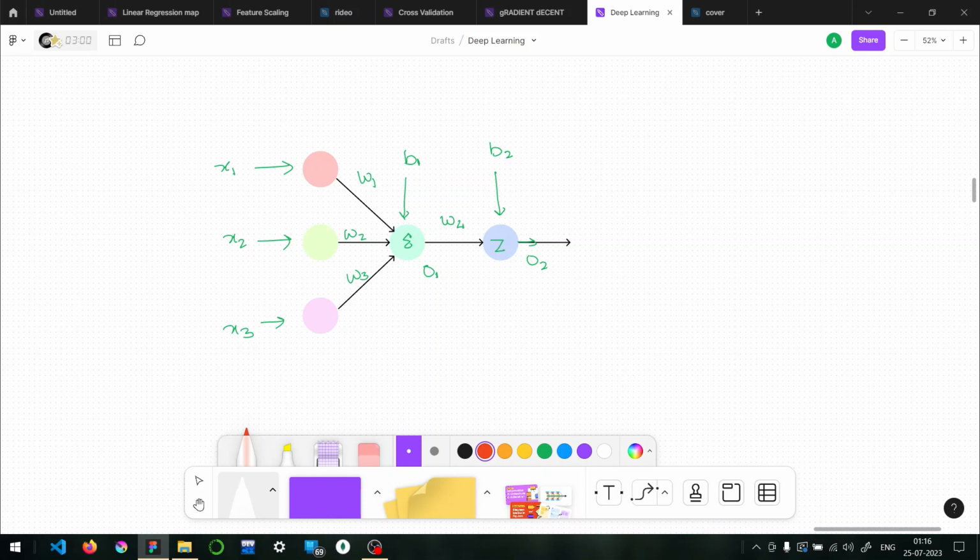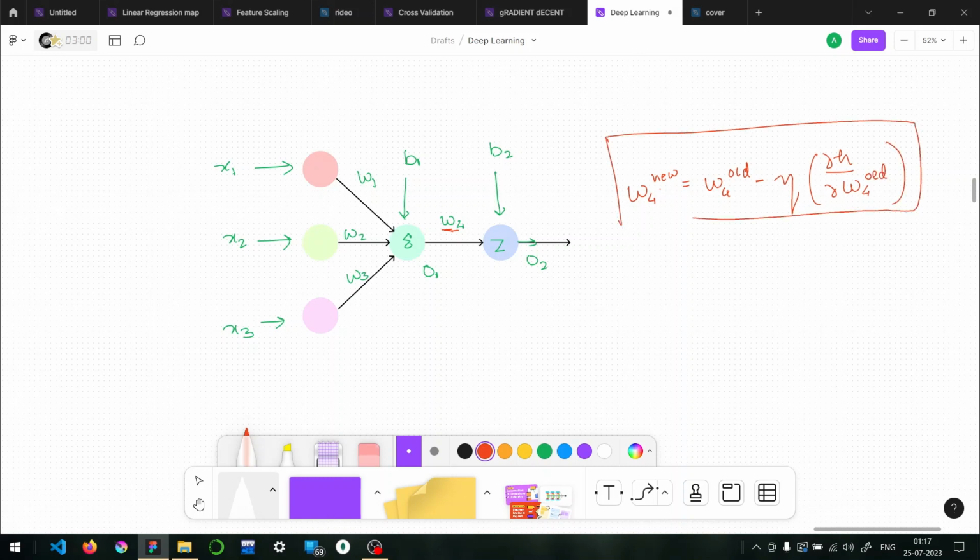So while updating the weights, or you can say while propagating in the backward direction, let's suppose we have to update the weight for W4. So what was the formula for the weight updation? W4 new is equals to W4 old minus the learning rate into the partial derivative of the loss function with respect to the weight W4 old, right? So in case when we have to update the weight for W4, we use this formula to update the weights.